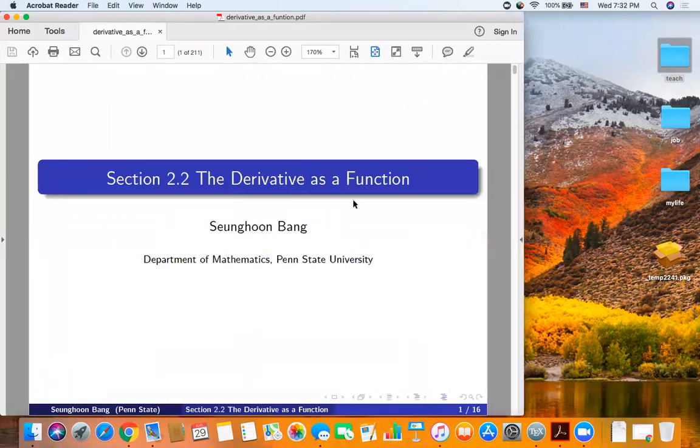Okay. Could you see section 2.2, the derivative as a function, on your screen? Could you see? So if you see, this is section 2.2. Please write yes on the chatting board. Okay, good. Today, I want to talk about section 2.2, the derivative as a function.